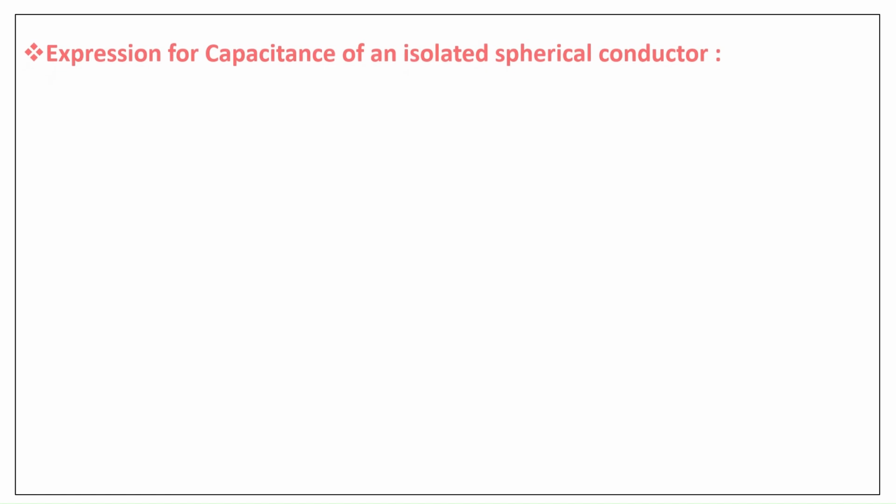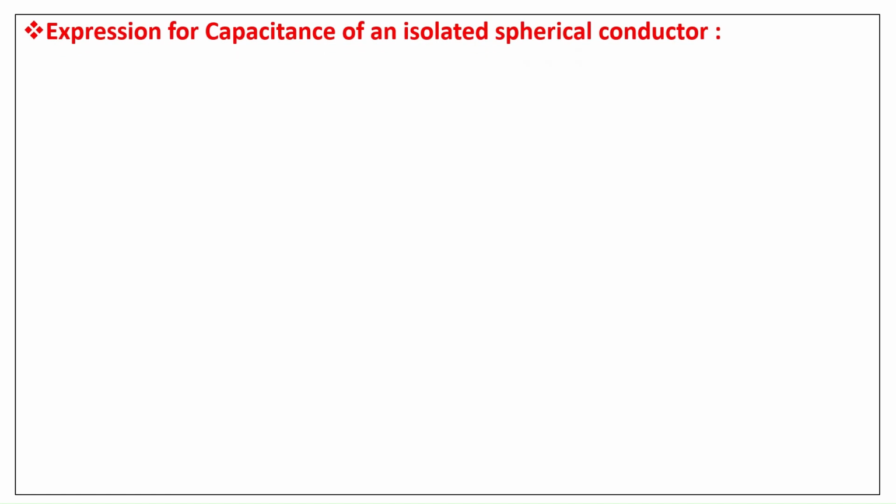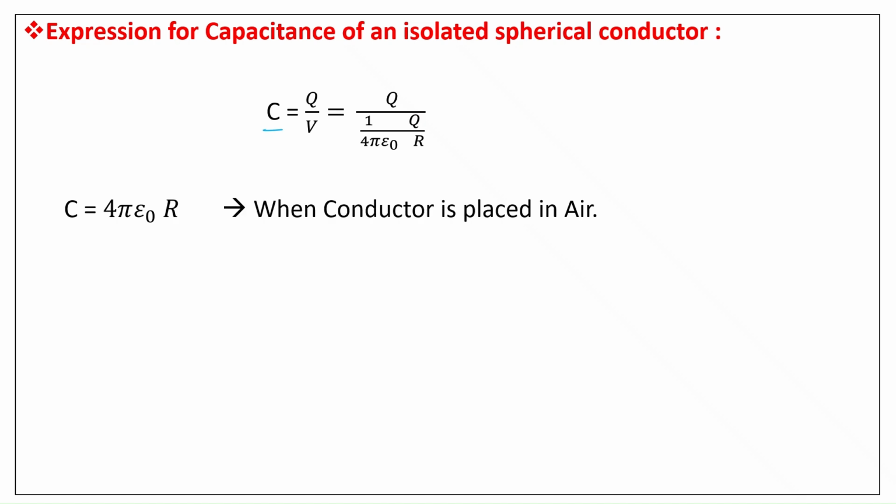Next, expression for the capacitance of an isolated spherical conductor. That is, C is equal to Q by V. That is written as C is equal to Q by (1 by 4 pi epsilon naught into Q by R). On cancelling Q from numerator and denominator, we get C is equal to 4 pi epsilon naught R. This equation is for when the conductor is placed in air.